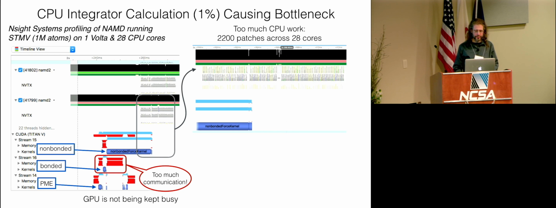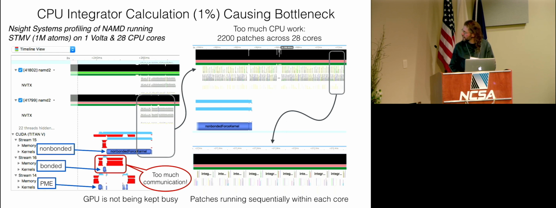This is really just running on a single node, so 1 Volta and 28 CPU cores. If we blow up on what little overlap of the non-bonded force kernel we have with the integrator, we see that there's just too much CPU work with these 2200 patches scheduled across 28 cores. And if we blow up further here, we can see that the patches each are running sequentially within 1 core.